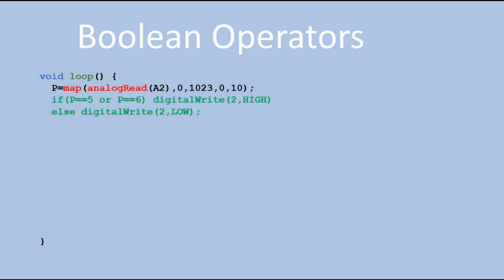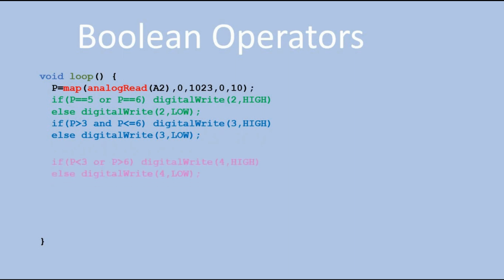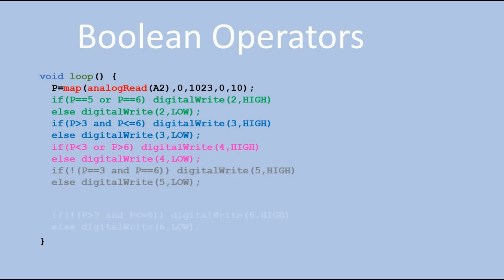So the setup function would be just like in our last example. In loop, we will create several conditions to control the 6 LEDs. The first LED would light when P would be either 5 or 6. The second LED would be on when the P is larger than 3 and smaller than or equal to 6. The third condition is met when P is smaller than 3 or larger than 6. The last 3 LEDs would be controlled by the same 3 conditions we have just created, but reversed with logical NOT operator.